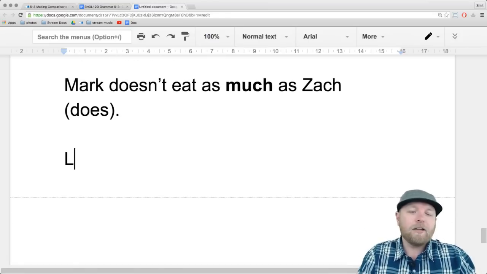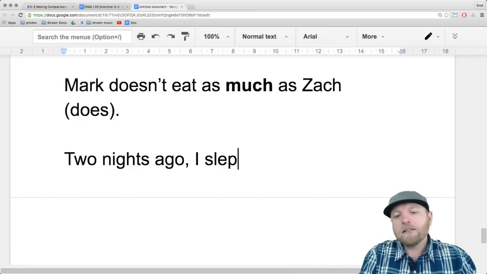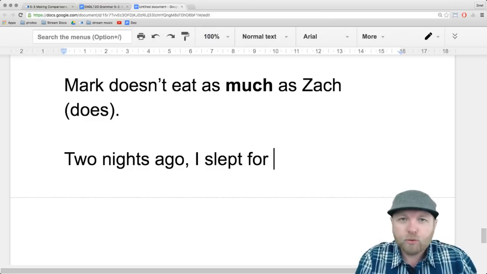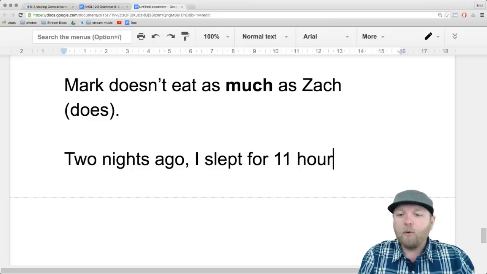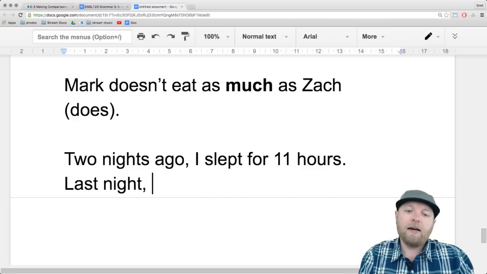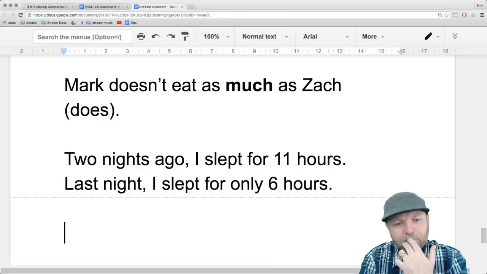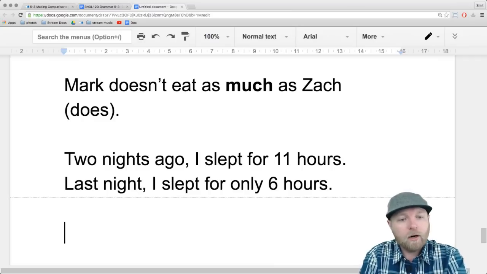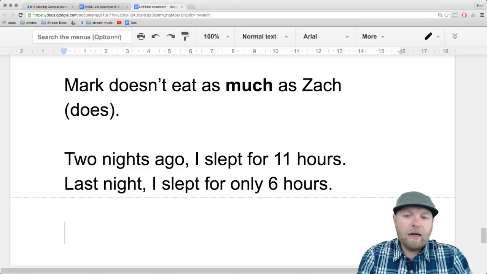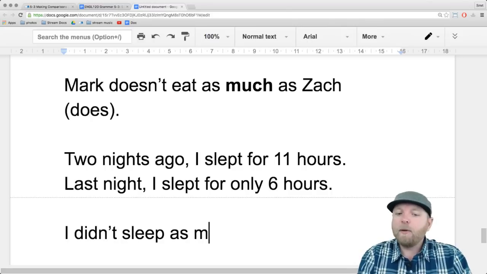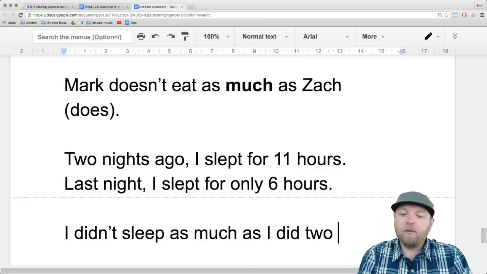Last night, no, today is Wednesday, so 2 nights ago, I slept for, it's not true, just an example, 11 hours. And last night, I slept for only, I don't know, 6 hours, example, right? So which one was more? Well, 2 nights ago, right? So I didn't sleep as much as, we should say, I did 2 nights ago.